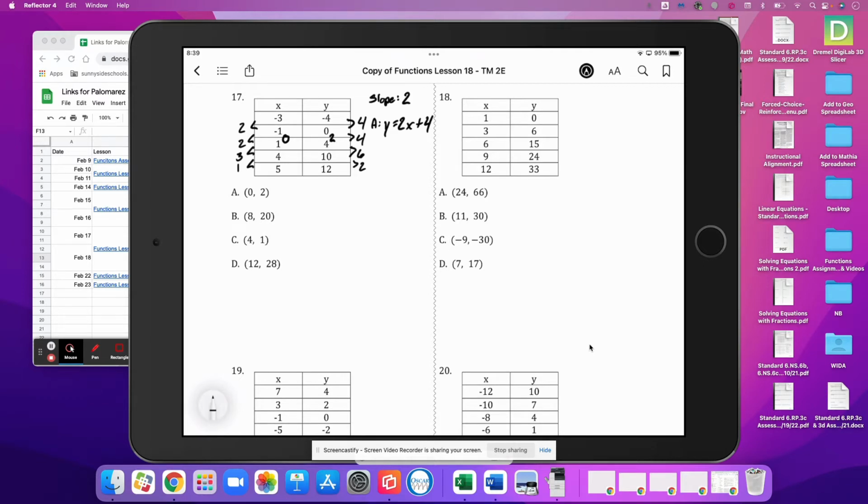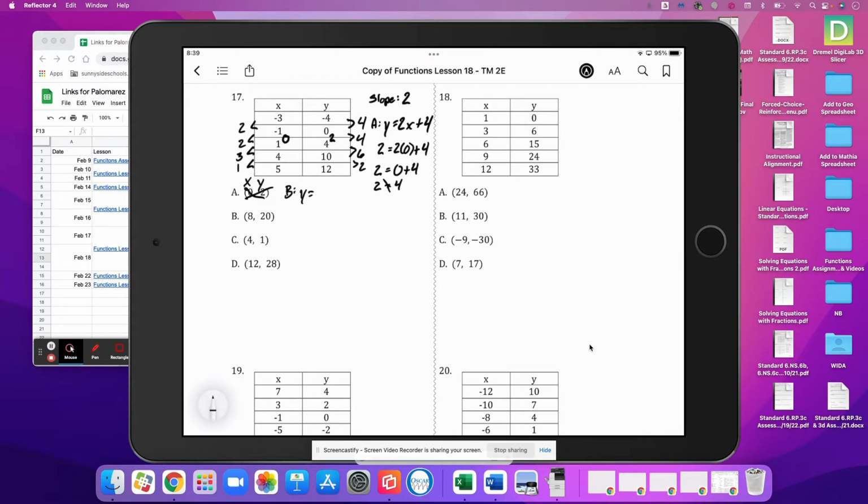And so for the first one, our x value is here, y value is here. 2 is equal to 2 times 0 plus 4. And so 2 equals 2 times 0 is 0 plus 4. Doesn't look like this one's going to work. 2 is not equal to 4. So no.